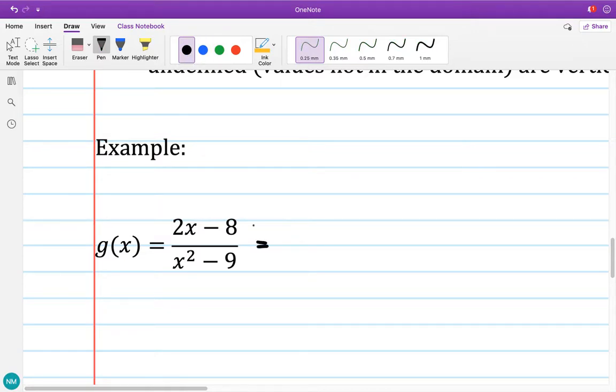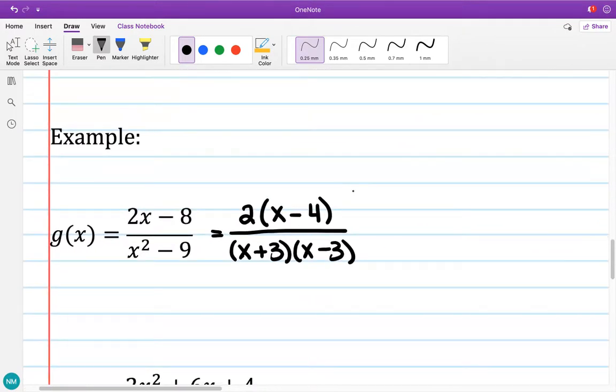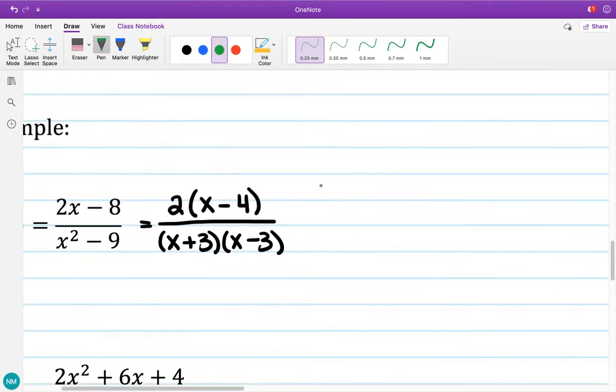So I'm going to factor the top. The common factor between 2x and negative 8 is 2. So I'm going to have 2 times x minus 4. And then the denominator is a difference of perfect squares. So it's going to be x plus 3, x minus 3. Does it have any common factors? No. So I know it's fully simplified, so I can move on to finding my domain.